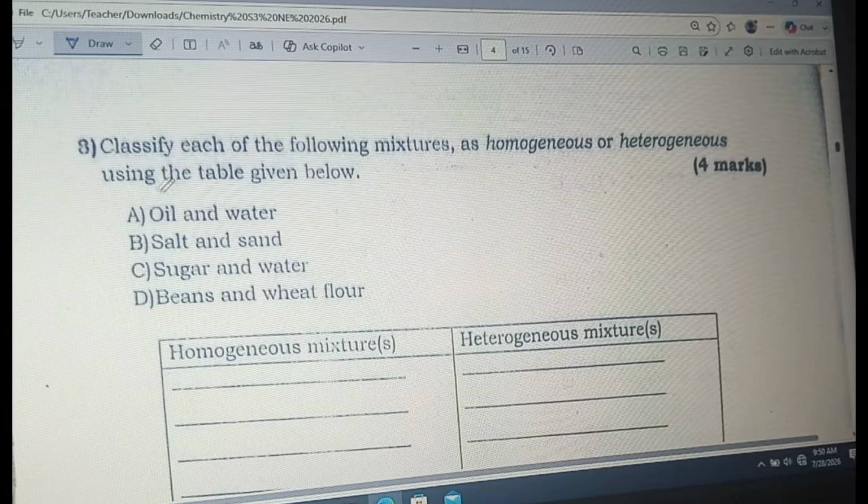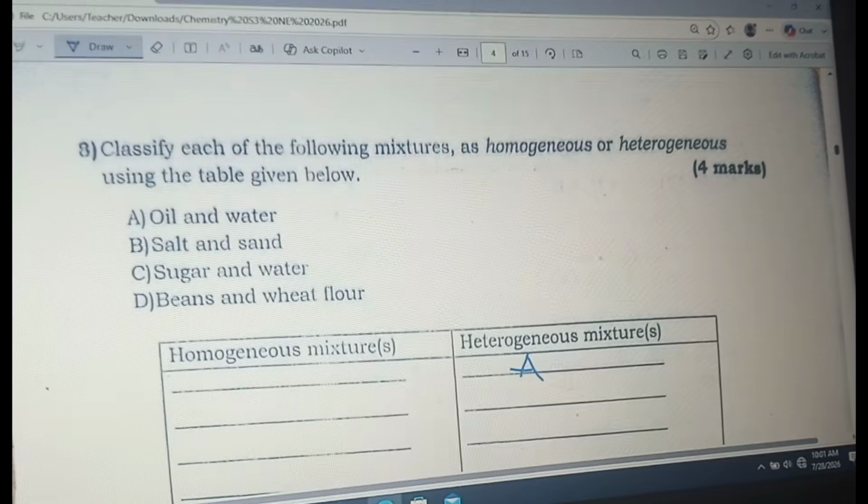Okay. Question 3. Classify each of the following mixtures as homogeneous or heterogeneous using the table. A homogeneous mixture is a mixture that is mixed perfectly. A, oil and water. Oil and water are not mixed. This is heterogeneous.